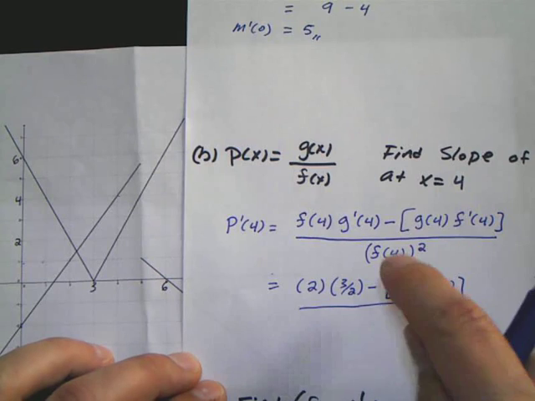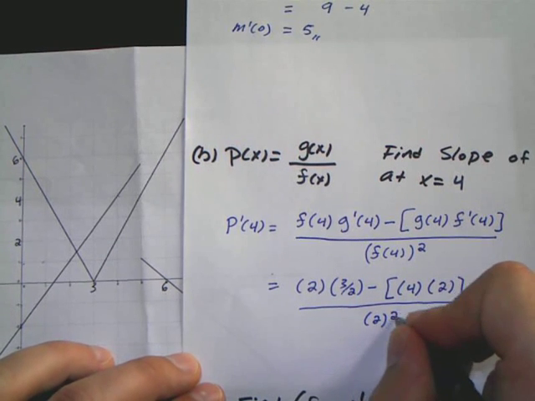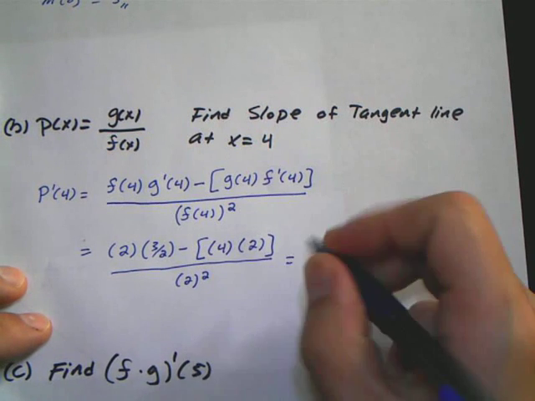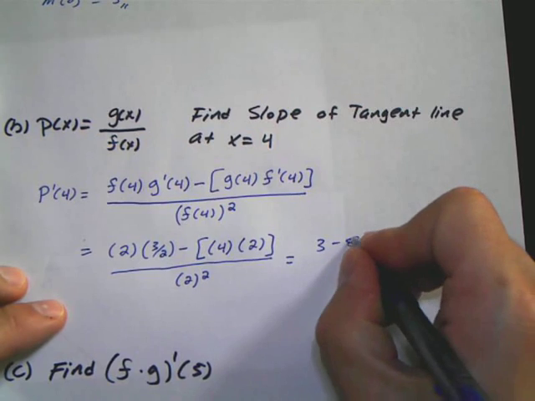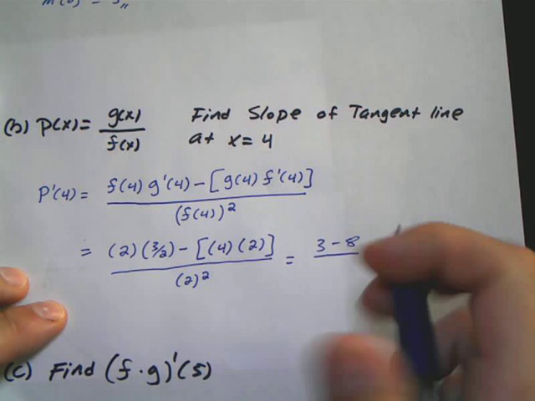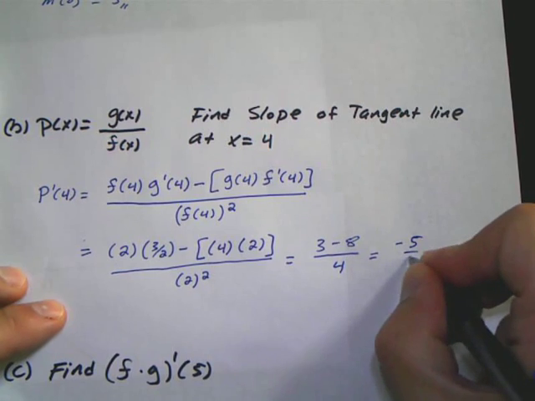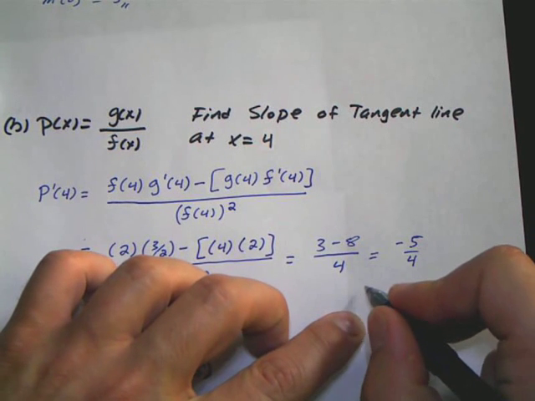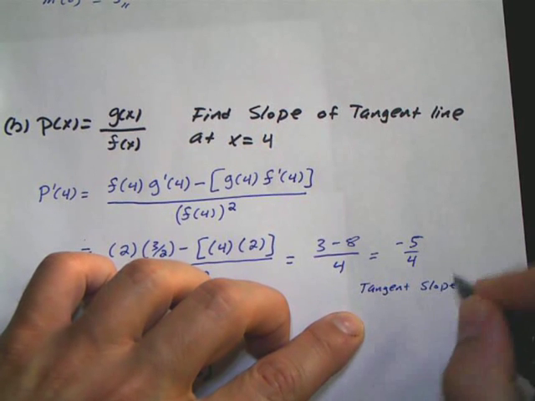And then now you have to simplify all this. This is going to give you a 3 minus 8, all divided by 2 squared, which is 4. This is going to give you negative 5 over 4. So you can say that your tangent slope is going to be equal to negative 5 over 4.